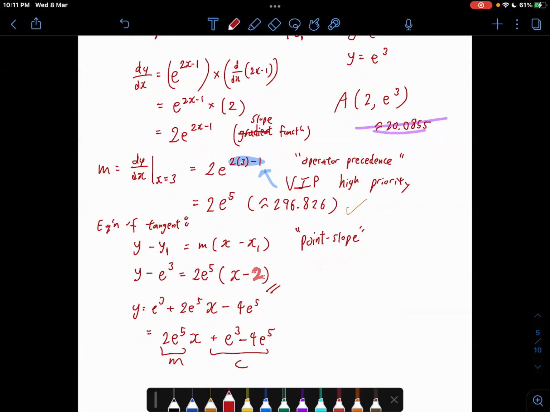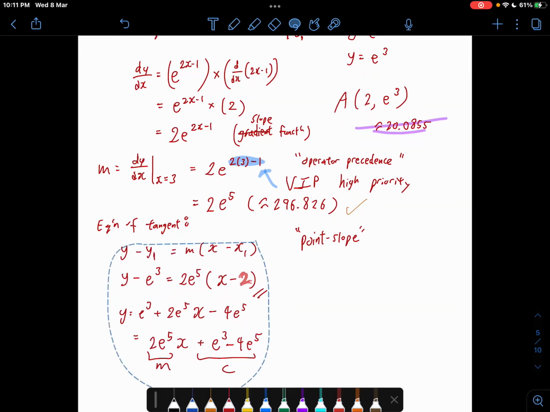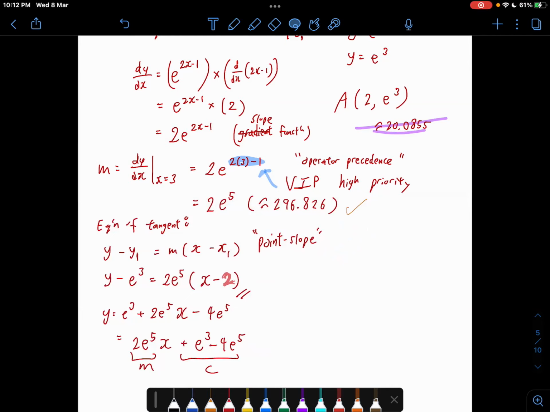Okay, let me show you another way. If you cannot remember your point slope formula, you can go back to your Sec 3 method. Usually people learn this in Sec 3, where we know the equation is y equals mx plus c, and we found the gradient 2e power 5 already. We can just sub in, so 2e power 5 x plus c. Now just need to solve for c, right? What do you do? Point slope. You already use up the slope, 2e power 5, right? So what else do you think you need?